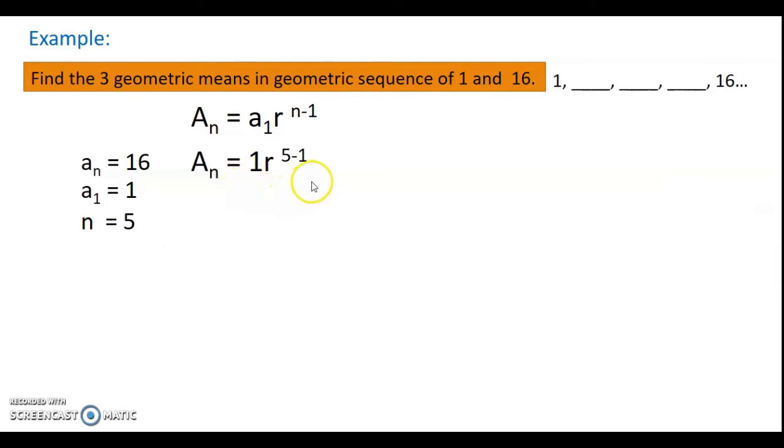So let's substitute the given values into the formula. a sub n is equal to 16, and a sub 1 is 1, and our r is raised to the power of 5 minus 1. So 5 minus 1 is 4. So we have 16 equals 1 times r raised to the power of 4.